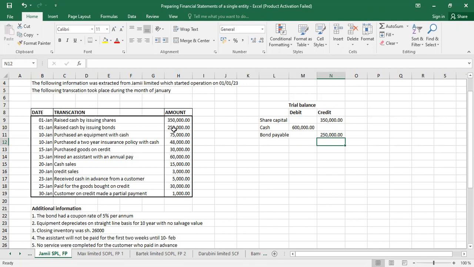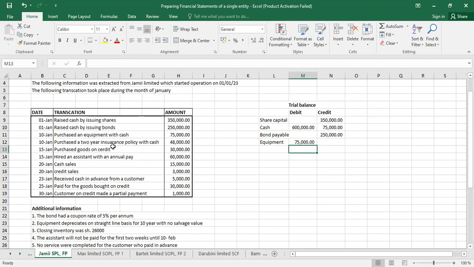Then we go to purchase an equipment with cash. So cash will be reducing. I credit the cash. Equals, so I credit the cash, isn't it? Then purchased equipment. So I'll debit equipment. Journal entries, very important. The same amount, isn't it? Move to the next thing.